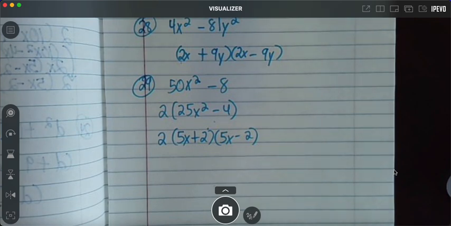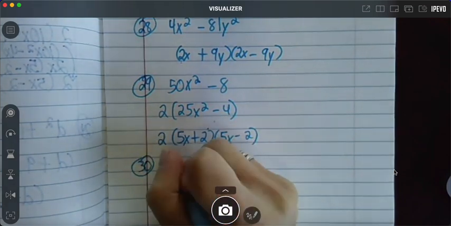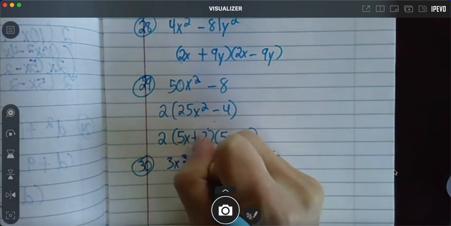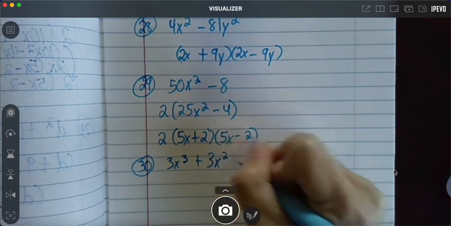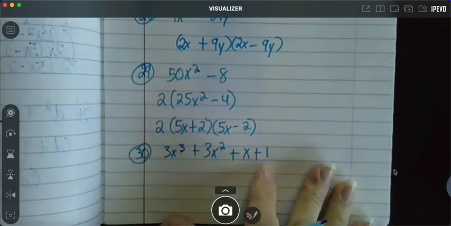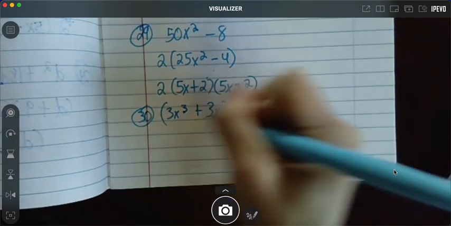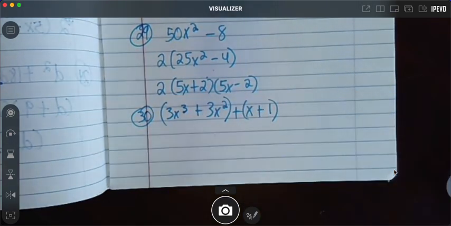Okay, number 30. Last one. Yay. It's 9 o'clock. 3x to the third plus 3x squared plus x plus 1. I hoped I would be done by 9:05. We're just going to be a couple minutes late. All right. What do I say you do when there are 4 terms? When we do granny glasses and we get to 4 terms, what do we do? We group. So we're going to group our first 2 and group that one.